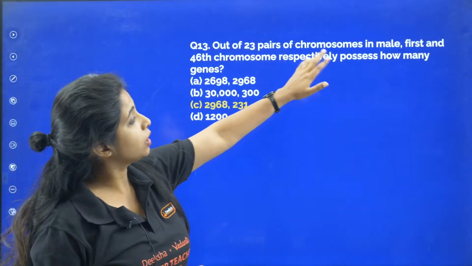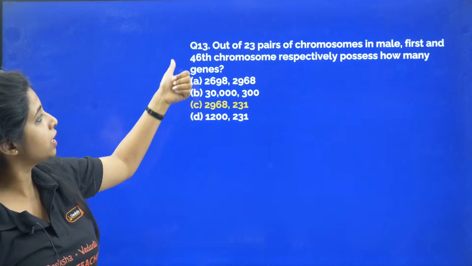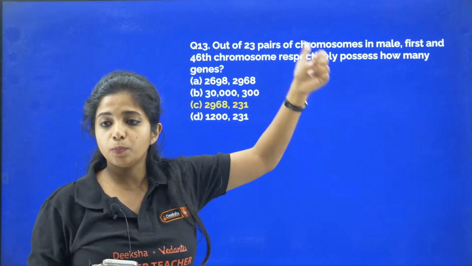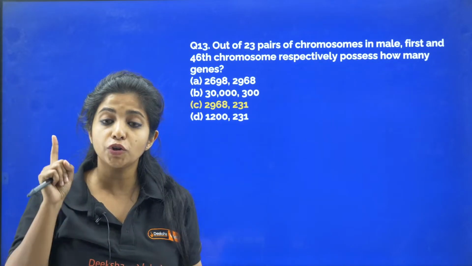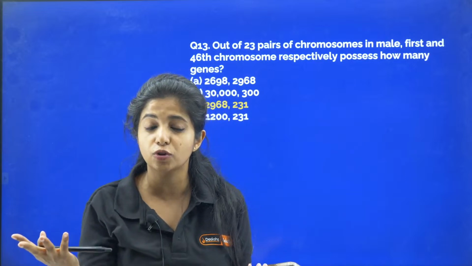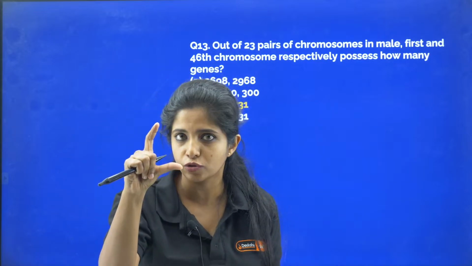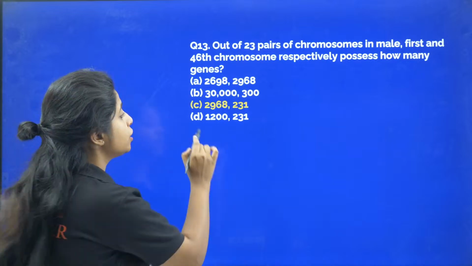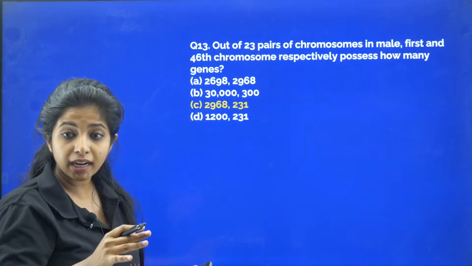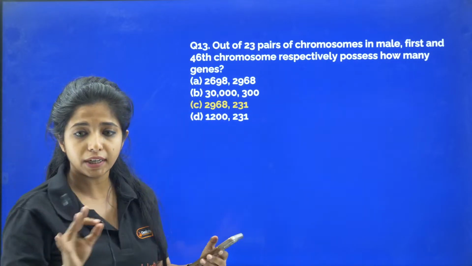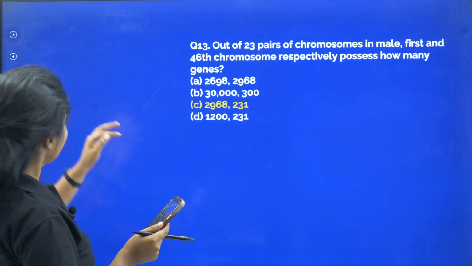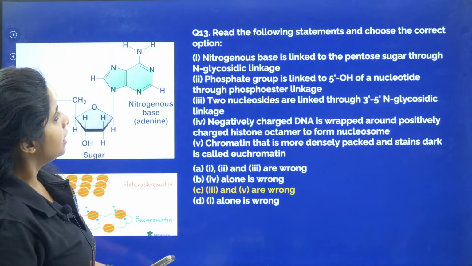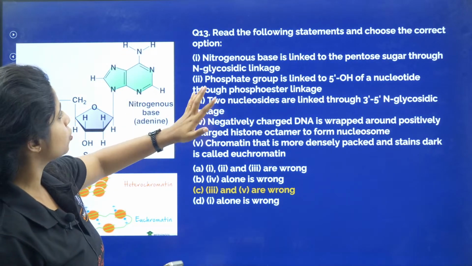Now, out of 23 pairs of chromosomes in male, first and the 46th chromosome respectively possess how many genes? That means you're talking about the first chromosome, and what is the 46th chromosome? It is a Y chromosome, the smallest chromosome. So basically the number of genes on the first chromosome is the highest, and that is 2968. And in the case of Y chromosome, it is just 231. Works? Okay. Next.